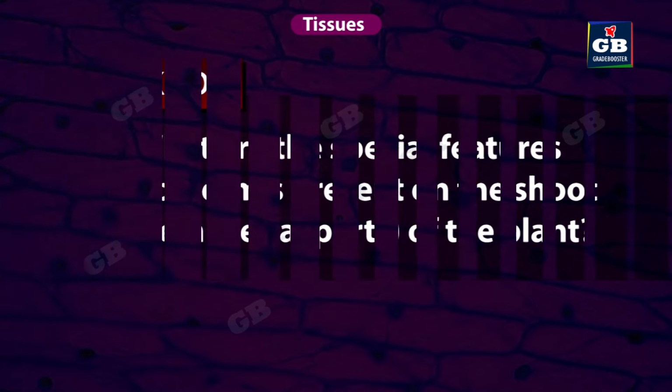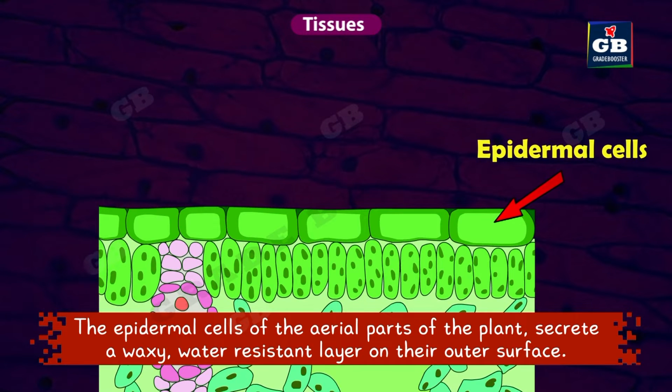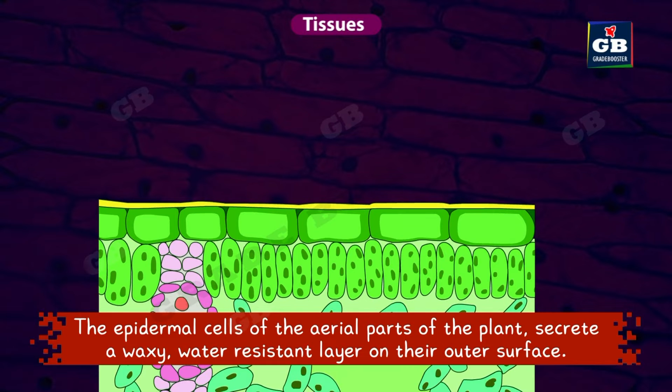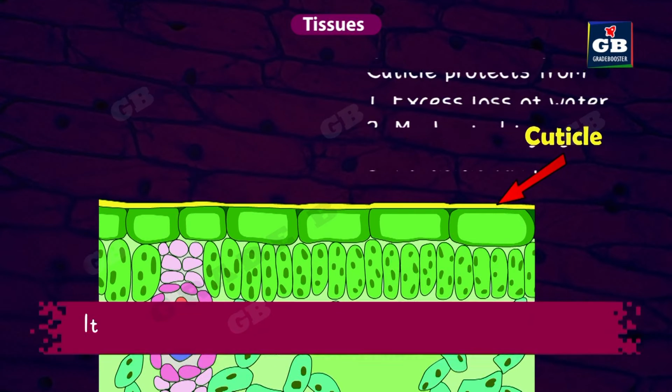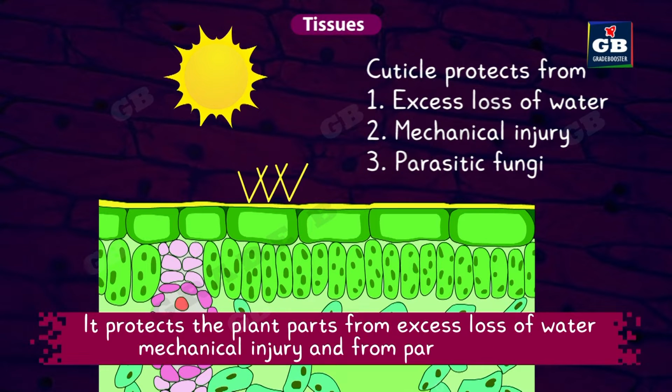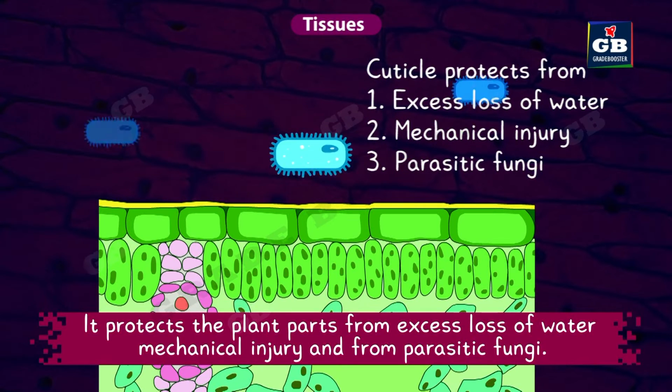The epidermal cells of the aerial parts of the plant secrete a waxy, water-resistant layer on their outer surface. This waxy layer is called cuticle. It protects the plant parts from excess loss of water, mechanical injury, and from parasitic fungi.